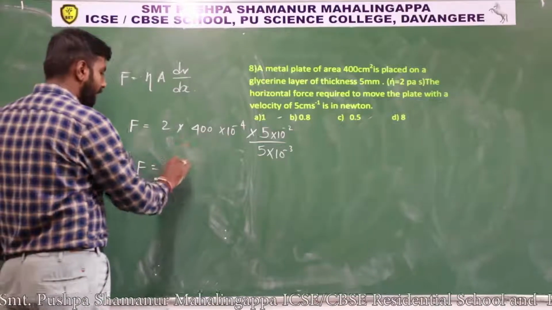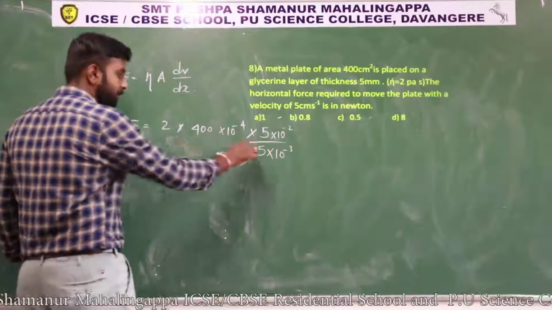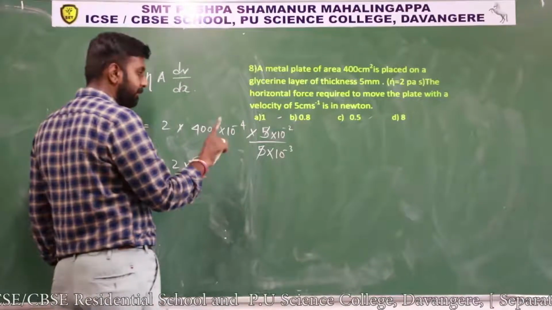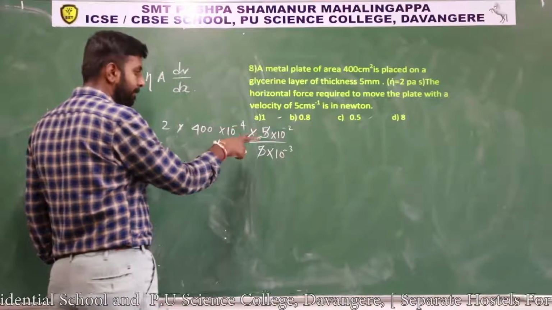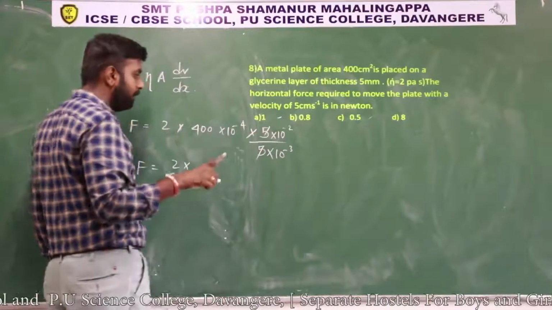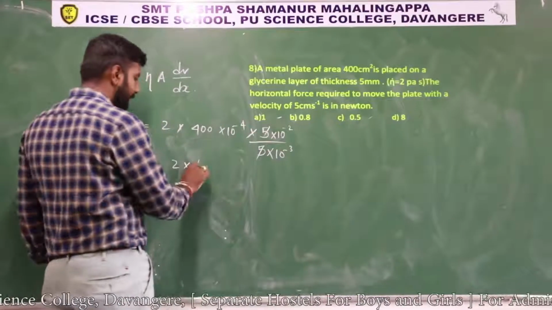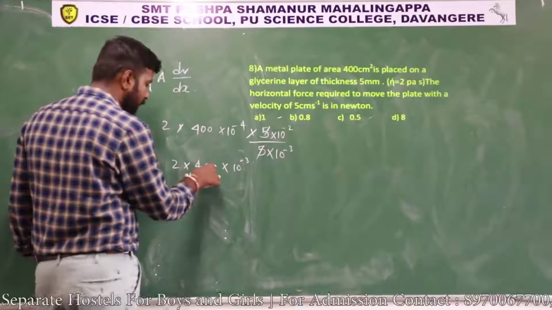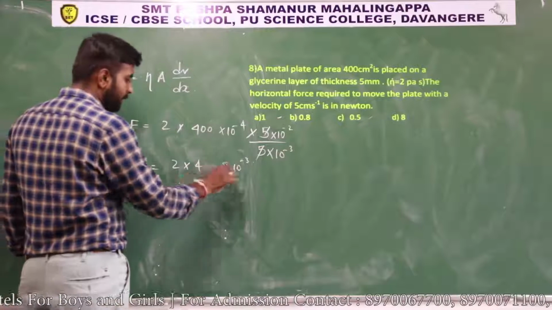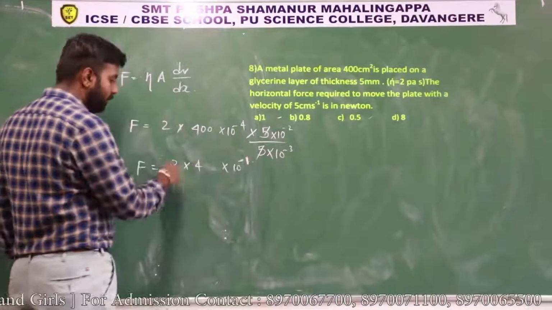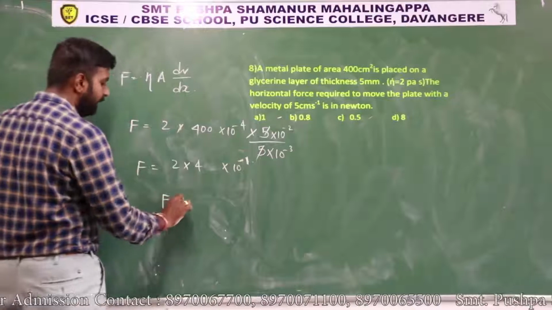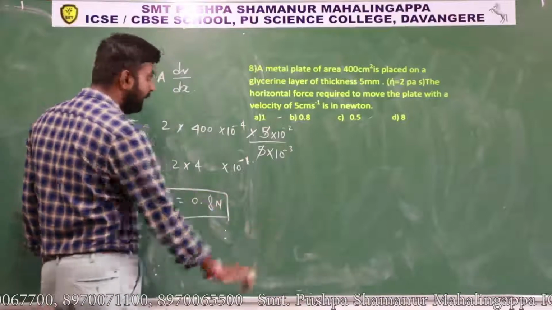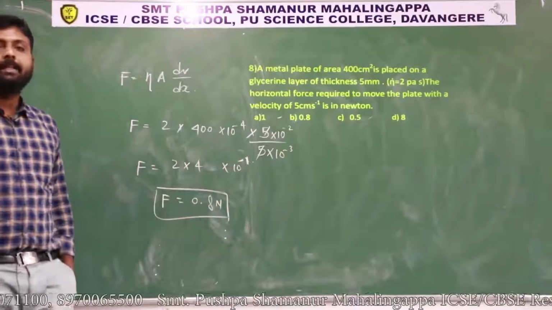So here 2 into this, 5 and this 5 will get cancelled, 10 to the power minus 3 will become plus 3, plus 3 means 1, here plus 1 minus 4 means minus 3. 400 into 10 to the power minus 3 you will get, and here 2 zeros means you will get minus 1, and 2 4s are 8 into 10 to the power minus 1. Means final answer you will get 0.8 Newton. So this is the final answer. This much force is needed.